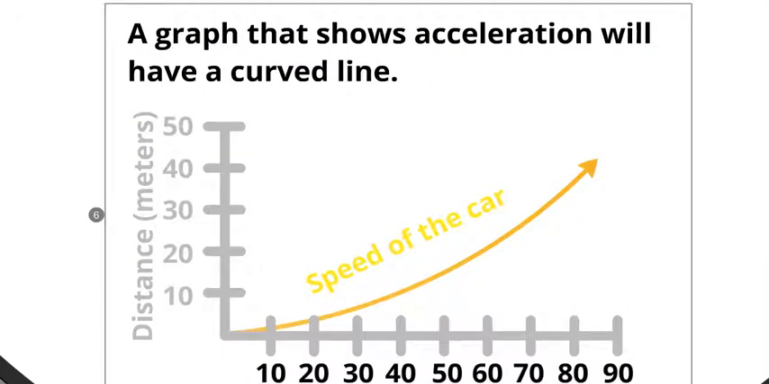So what the graph shows is that acceleration will have a curved line, because as you are accelerating, you're actually moving a greater distance in a shorter amount of time. So that steeper curve is showing a faster acceleration.